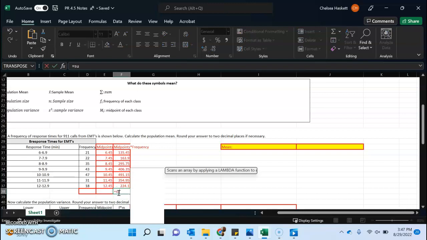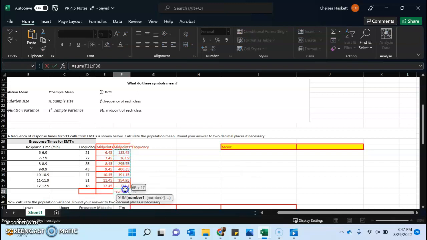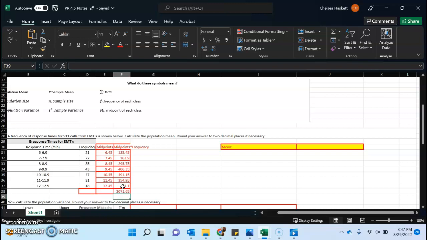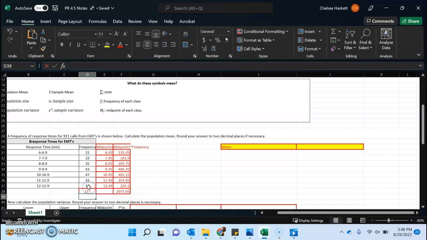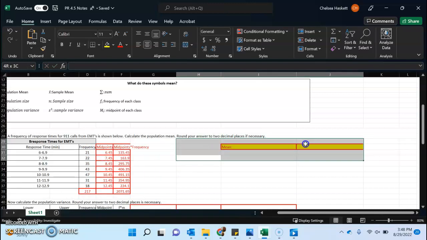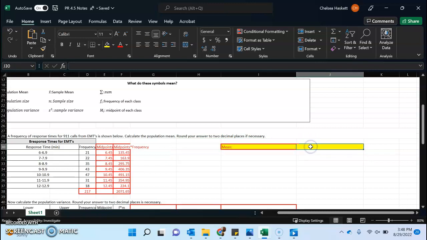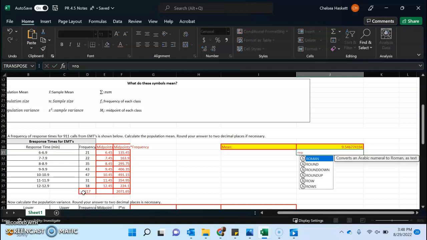So equals sum of all these midpoints and frequencies divided by how many they just did. So I'm going to take this and divide it by how many they did, which we need to find first. So let's find how many frequencies we actually had. Right? Okay, so 217. So to find your mean, which I'm going to go over here and put, I'm going to take that midpoint frequency added together, divided by how many data sets they had. And so I get 9.54, but we have to round it.